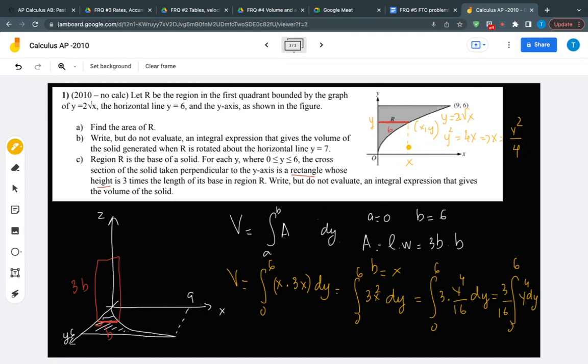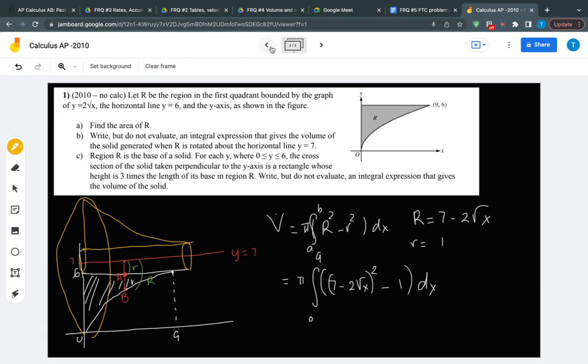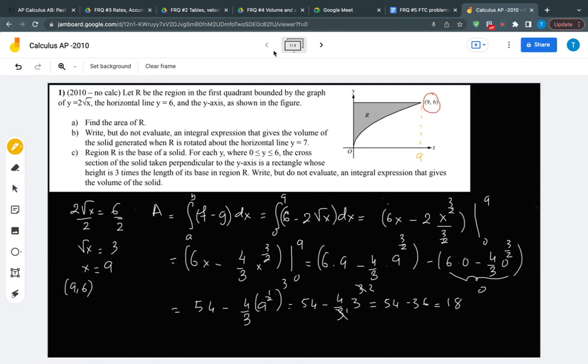So that's how you do C when you find the volume with the cross section. B was to count the volume using the washer method, and A, we find the area of the region bounded by f and g.